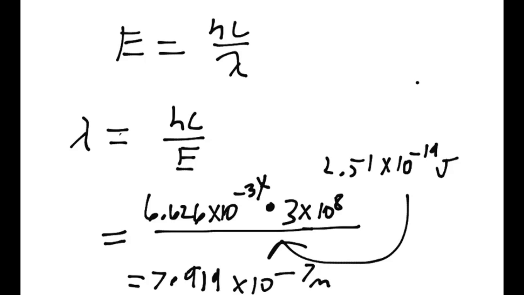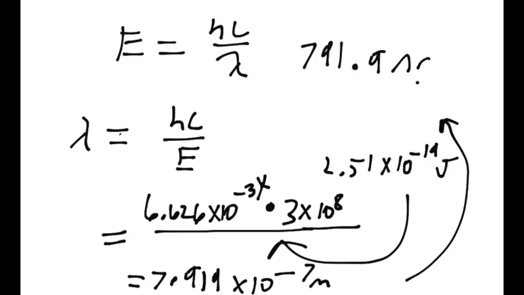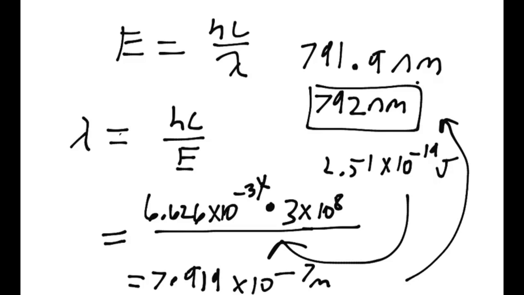Now, normally we have nanometers as our measurement for wavelength, and we can translate this number into nanometers. The answer translated is 791.9 nanometers. And if we want this answer rounded to the correct number of significant figures, we would use 3, because they gave us 151, which is 3 sig figs, to start with. So the answer would be 792 nanometers. And that's the answer to question number 1.